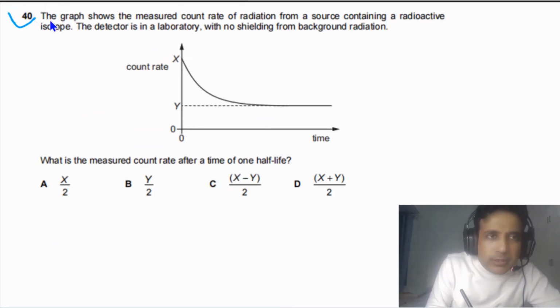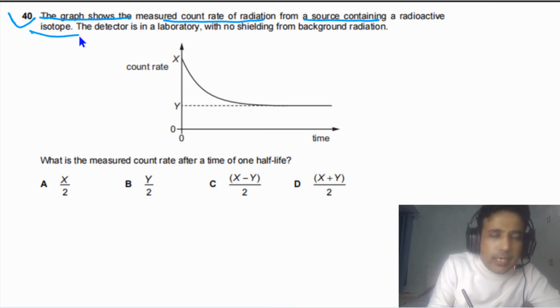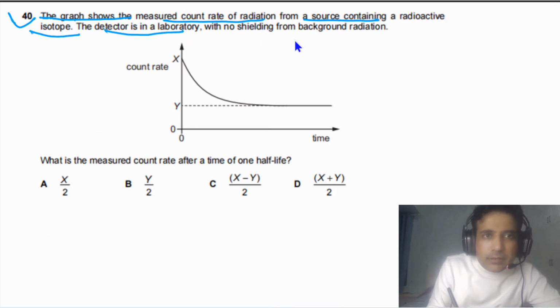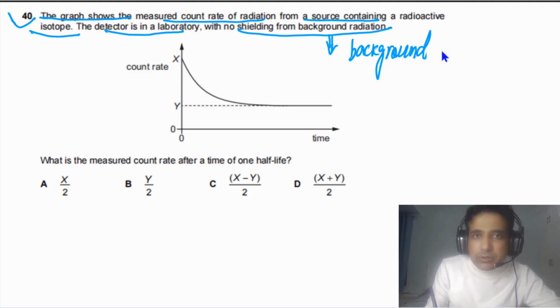Question number 40 says the graph shows the measured count rate of radiation from a source containing a radioactive isotope. The detector is in a laboratory with no shielding from background radiations. It simply means that we cannot ignore background radiations. We have to consider background radiations in our calculations. So we can simply write down background radiations. So in this case, background radiations are not negligible.